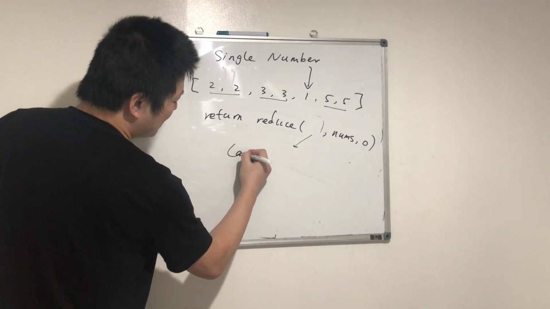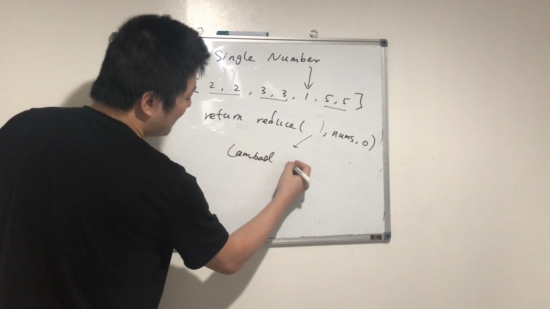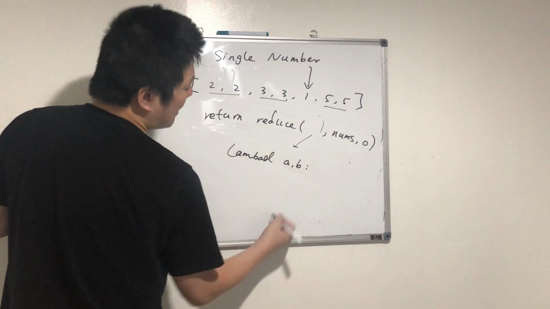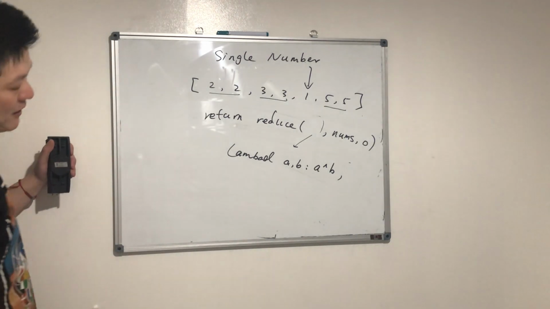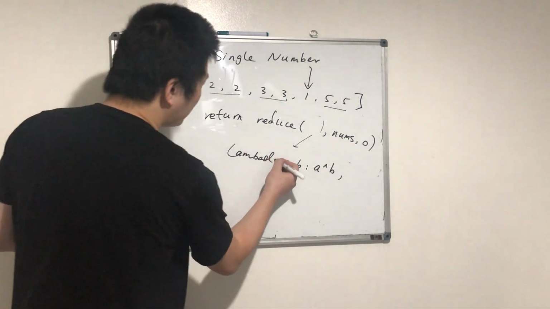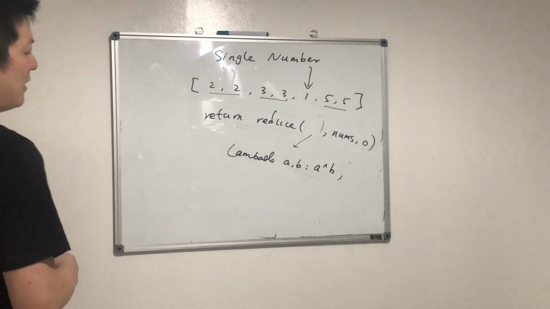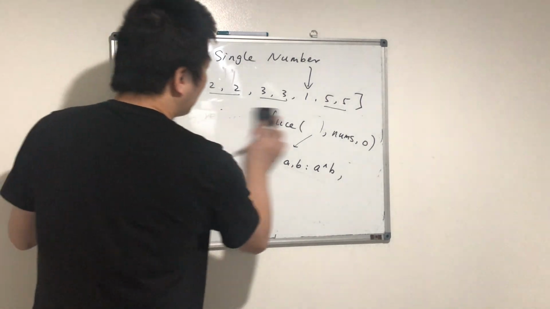Okay, and because it's a one-line thing, you can just write return lambda. What does this mean? Lambda a, b colon, a XOR b. Even so, it's the same. Lambda.